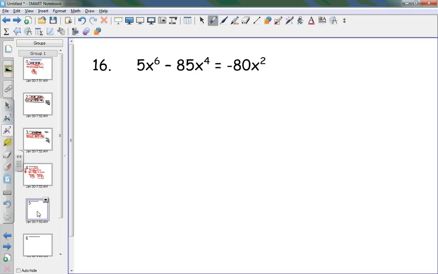Now, this problem right here is the one problem that's going to totally throw everybody off. This is the only problem that you'll never have on a quiz. Could it be extra credit though? Alright. So step 1, what should I do? Set it equal to 0 by adding 80x squared.